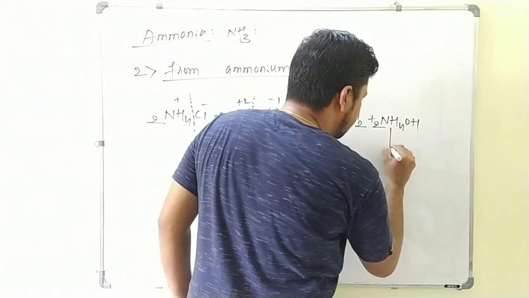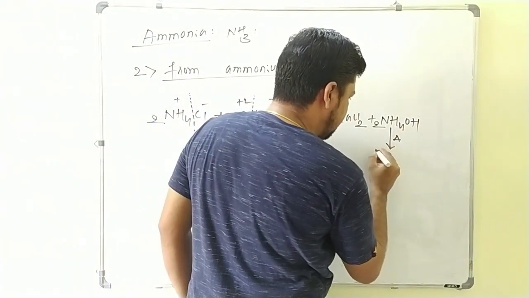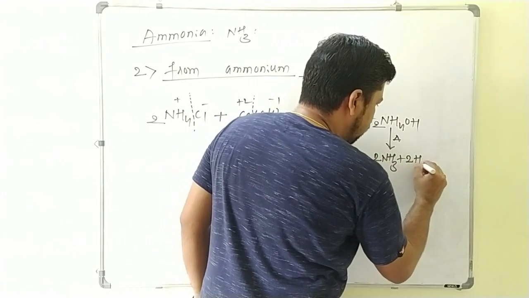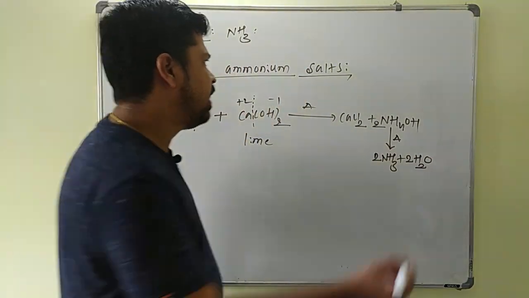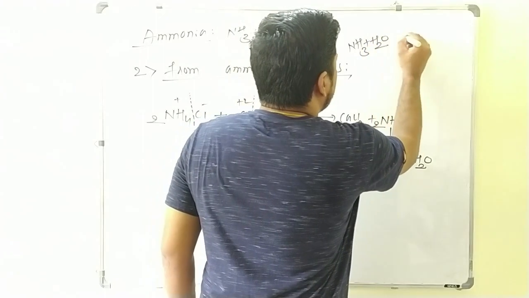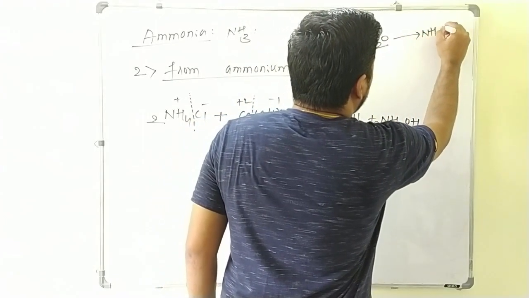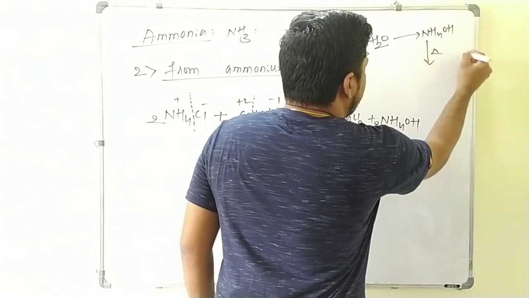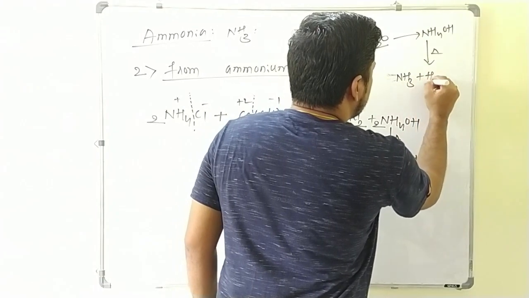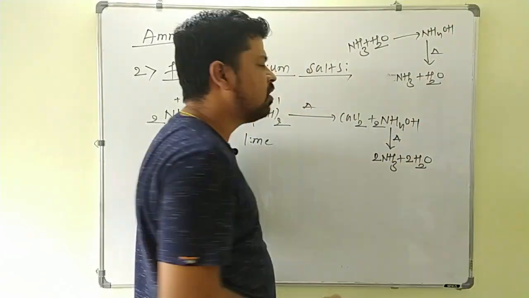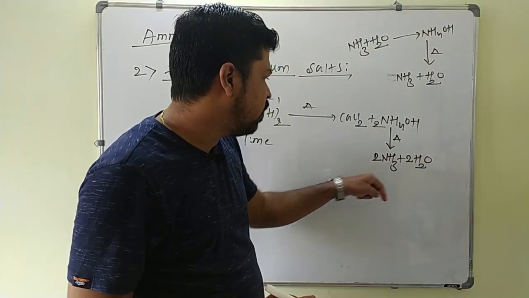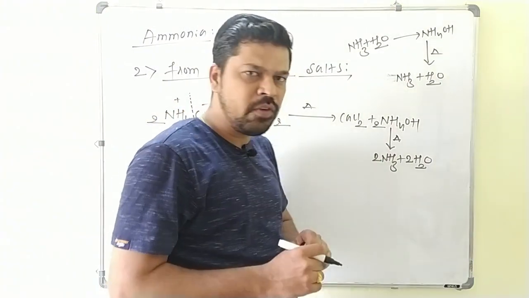This NH4OH, on further heating, water is eliminated. It gives 2 moles of ammonia plus 2 moles of water. Always keep in mind, ammonia is NH3. This on treating with water becomes NH4OH. Again, this on heating gives NH3 plus water. So 1 mole of NH4OH on heating gives 1 mole of ammonia and 1 mole of H2O. Similarly, 2 moles of NH4OH gives 2 moles of NH3 and 2 moles of water here.